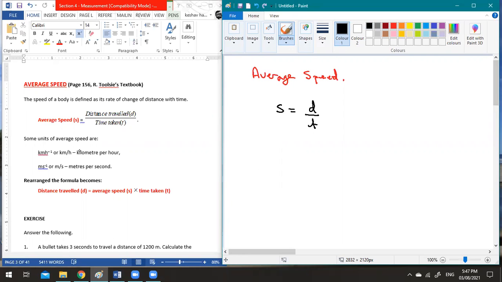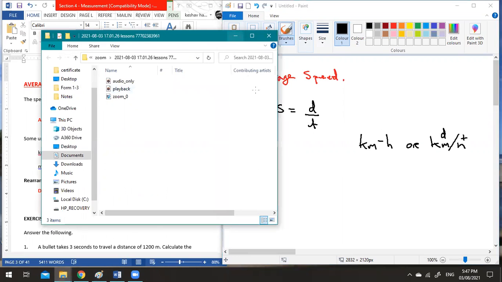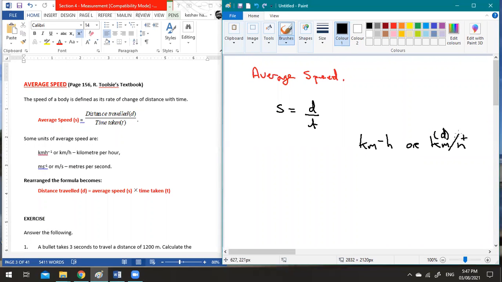We usually use kilometers per hour. Now, kilometers per hour, that's how it's pronounced, it does not have the H in it. Basically, it's distance over time, right? So these are the units you will have, or we have miles per hour, or meters per second. It's the same thing, right?